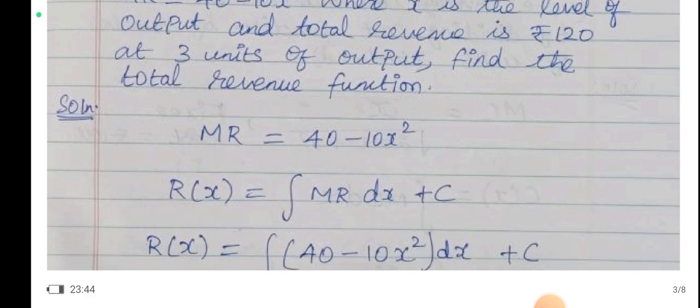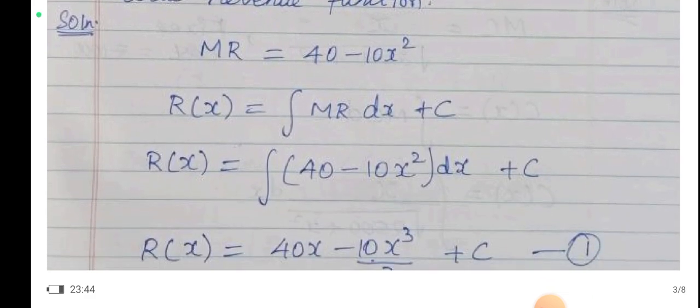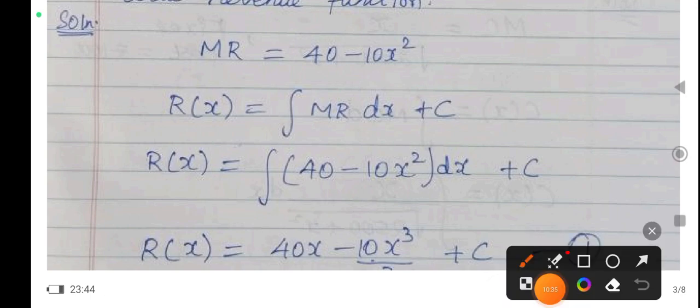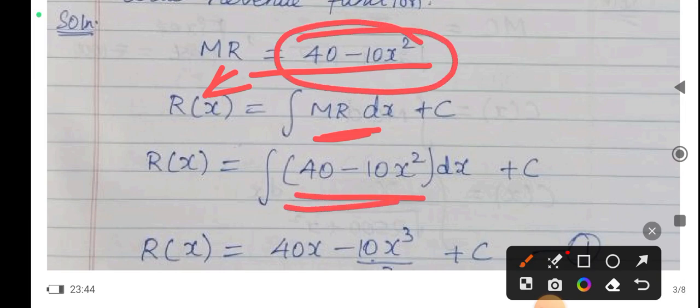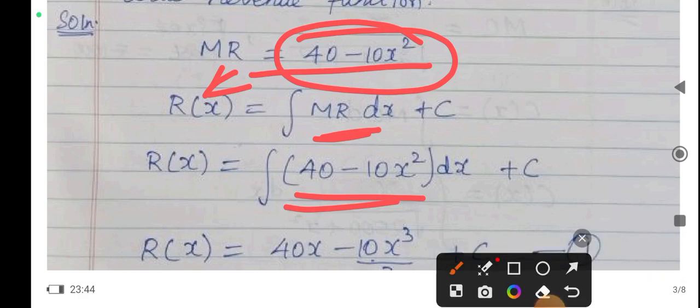Integrate and do your work. Don't be confused, because this question generally comes in the exam, and we don't know whether it is differentiation or integration. So marginal revenue is given, revenue we want to find, so integration. So integral MR dx plus C. So MR, marginal revenue value, is 40 minus 10x square. So we have to integrate 40 minus 10x square.